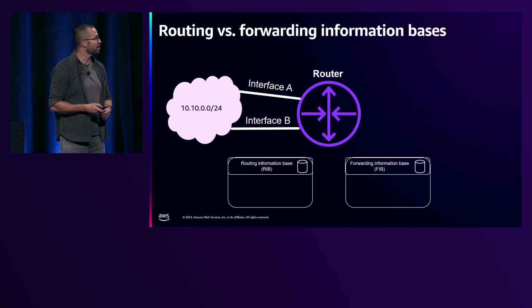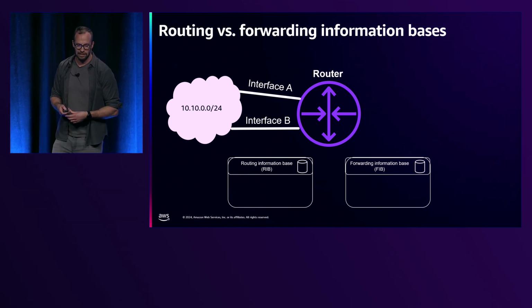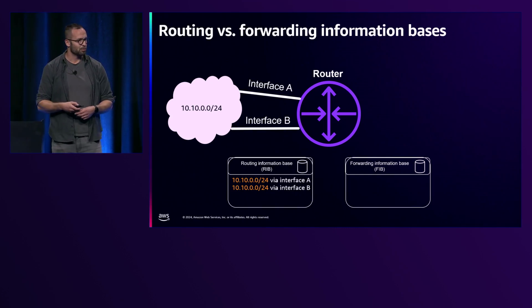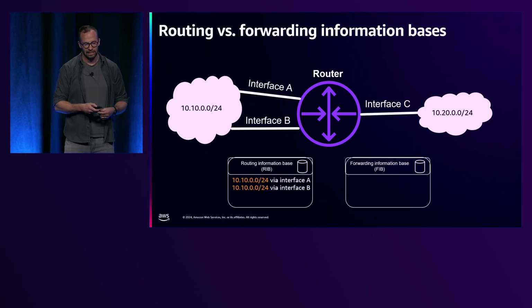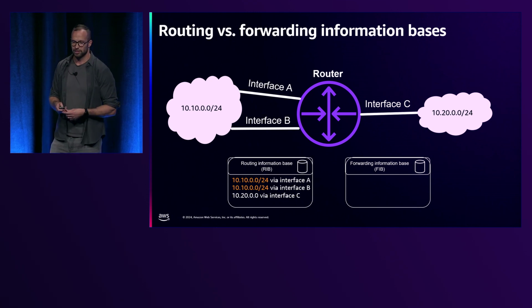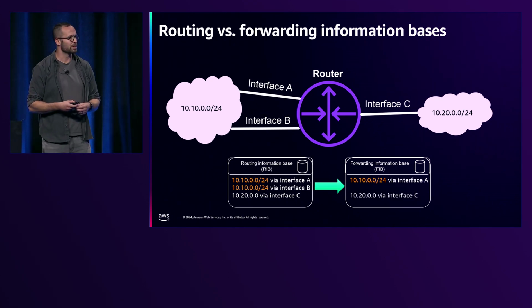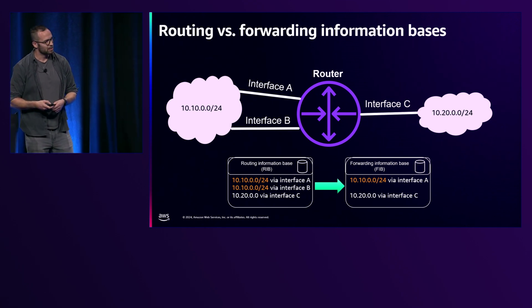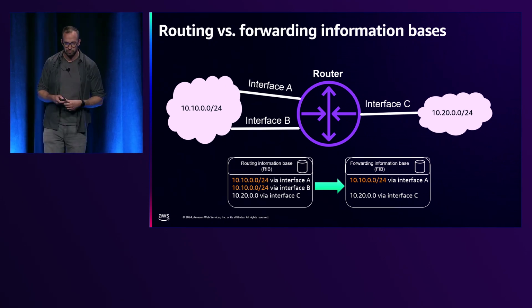So let's say we have a router. It has a couple of interfaces, A and B, to network 10.10. Those get put into the routing information base. We then have another interface, interface C, maybe network 10.20. That also goes into the routing information base. Then the router goes through all the routes in the routing information base and selects the best routes to a particular destination. So you can see that for some reason, interface A got selected as the best path.